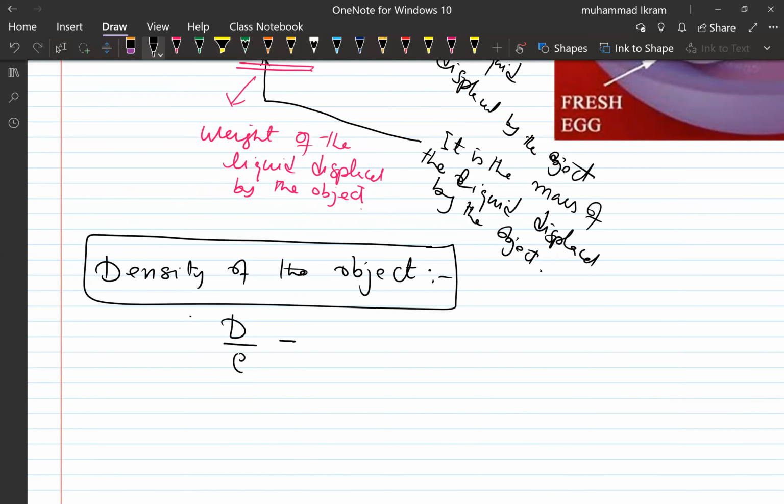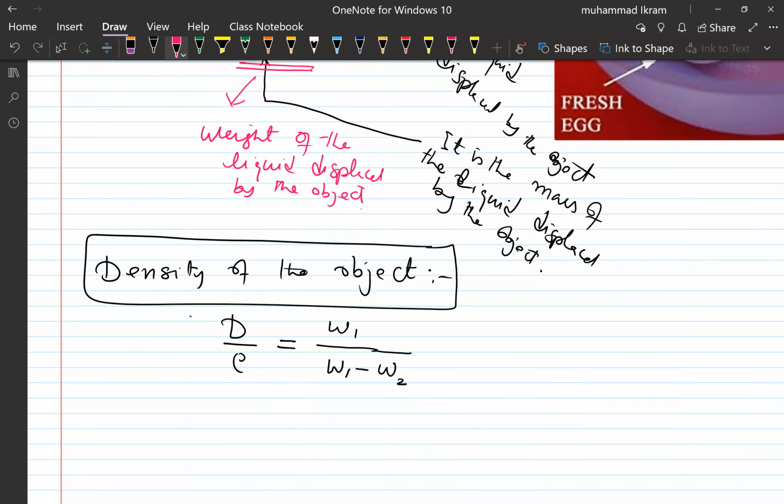of the fluid is always equal to the weight of the object in air, which I'll be writing W1, to the weight of the object in the water. That is what I would like to tell, that the upthrust, not the weight, sorry, the upthrust of the liquid acting on the object.